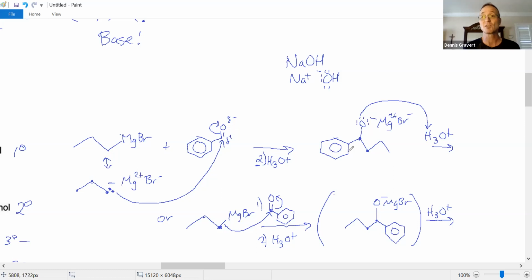Yeah, so the product of the Grignard is still a strong base. So we add the acid to neutralize it, make it much more stable. And the final product is to the oxygen, add a hydrogen, make it an alcohol. And that's all you have to write.